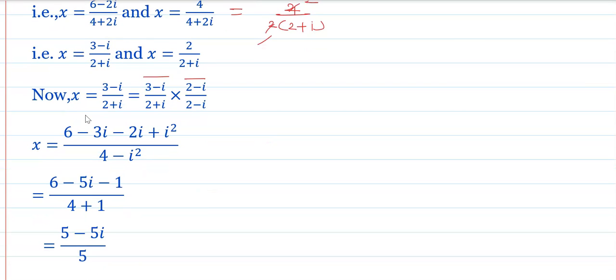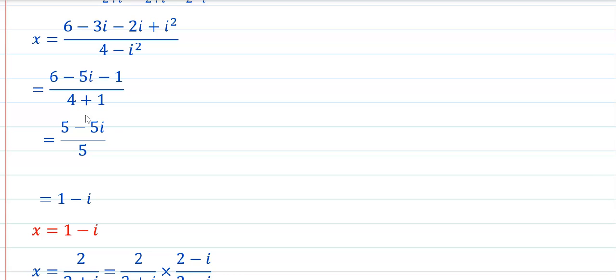Okay. आता पुढे 6 as it is, minus 3i minus 2i, minus 5i. i square means what? Minus 1. Minus 1 here. 6 minus 1, you will get 5. 5 minus 5i upon 5. Okay. Therefore, take the 5 as a common, or 5 upon 5 is 1. Minus 5 upon 5, you will get minus i. Therefore, the first root, first the value of x is 1 minus i.